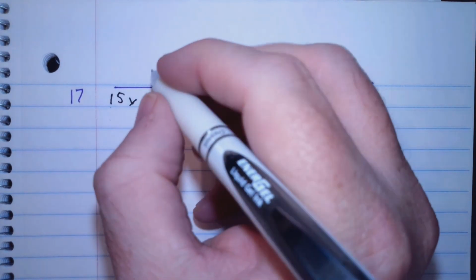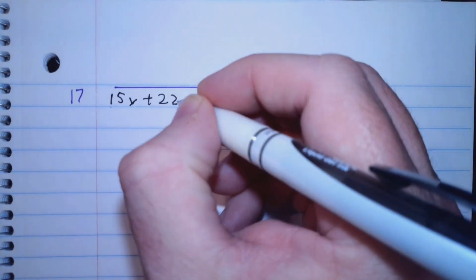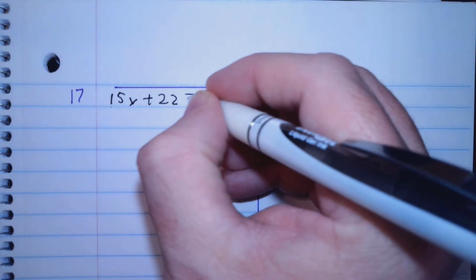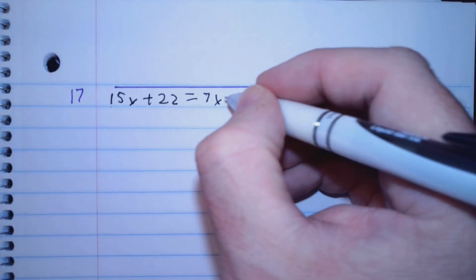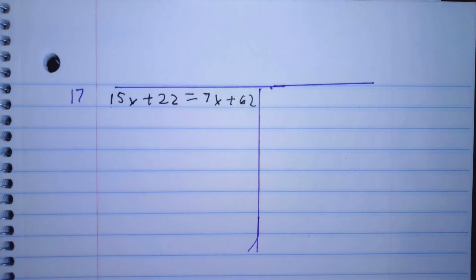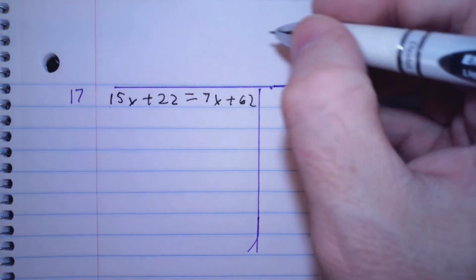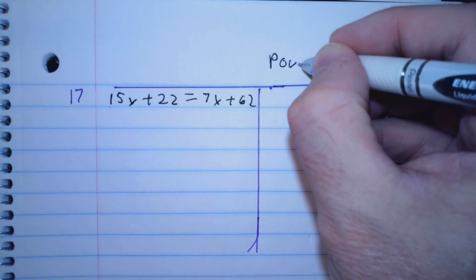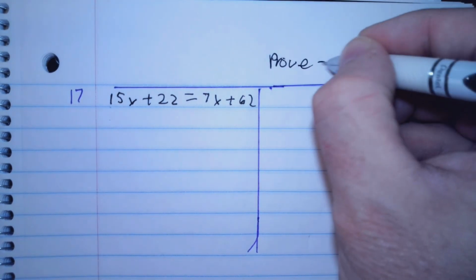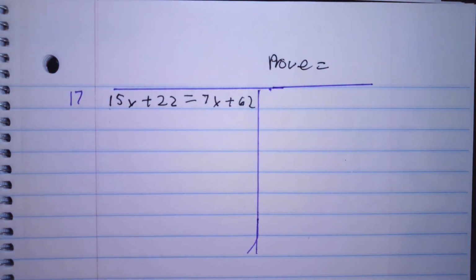So that's 15x plus 22 equals 7x plus 62. Now, in the textbook, they don't quite do it how I'm going to do it on the test. In the textbook, they give what we're supposed to prove. On the test, we're supposed to give what we're supposed to prove here. And so I will give that to you right here, real quick.